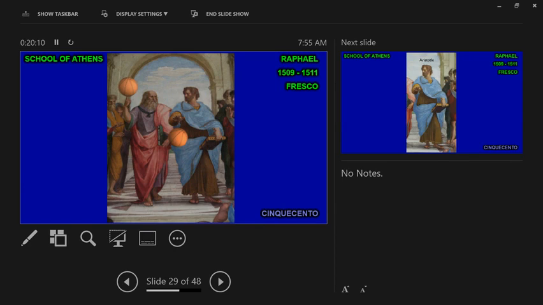And this is just for fun. It looks like, if you put a couple of basketballs in there, they'll look like the Harlem Globetrotters. All right.